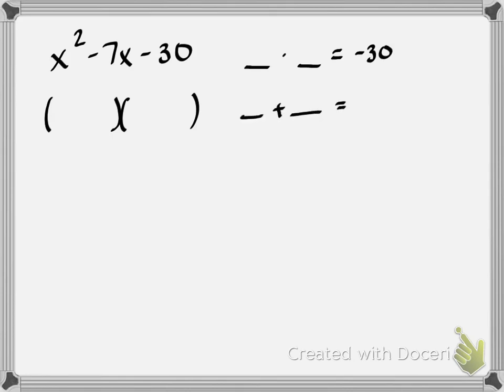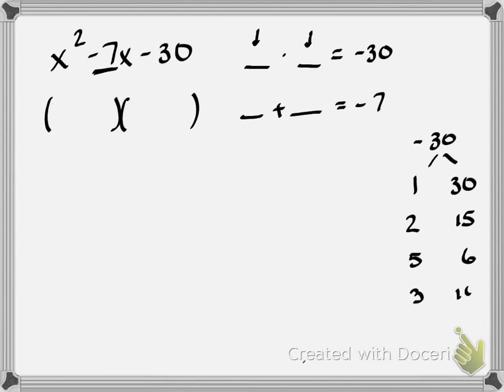And we're going to have another set of blanks, and we want those same two numbers to add up to my middle term, negative 7. Through a little bit of thinking, if you can't figure this out, you can use a calculator and just figure out what things multiply to 30. So what are options for my first set of blanks? What can go here and what can go here? I'm going to list those out: 1 and 30, 2 and 15, 5 and 6, and then 3 and 10.